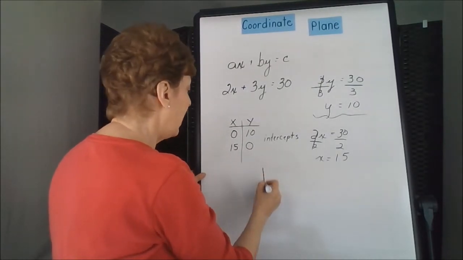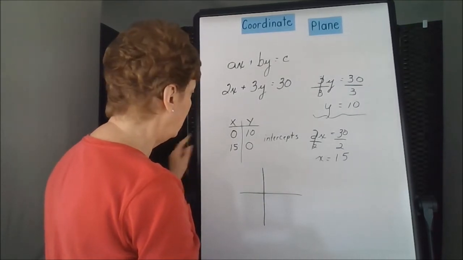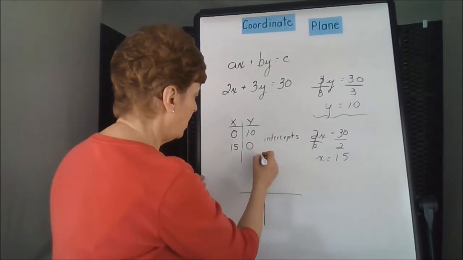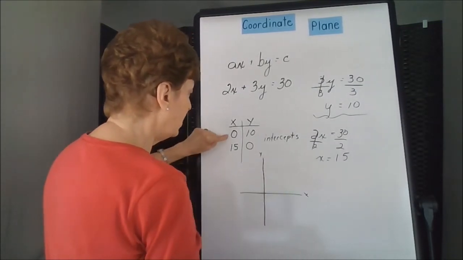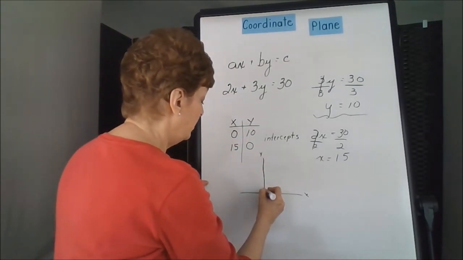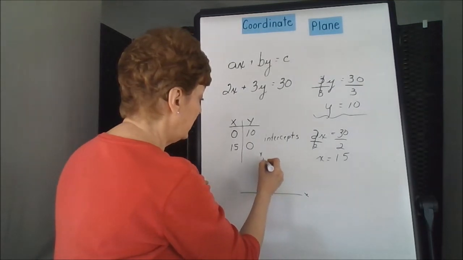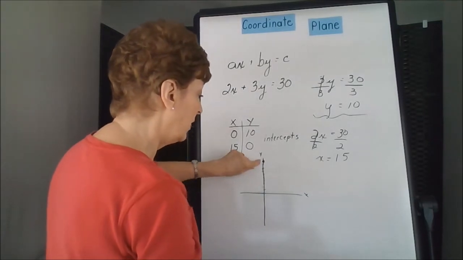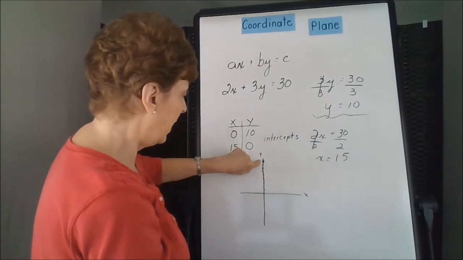So when we graph this on a piece of graph paper, we would have 0, 10. So this is our y, and this is our x-axis. So we would have to go up 10 steps. 1, 2, 3, 4, 5, 6, 7, 8, 9, 10. And the dot is right on the line because that's the point at which the line hits that y-axis.